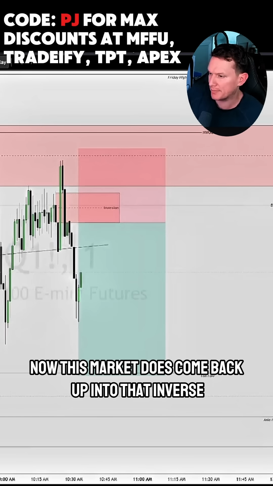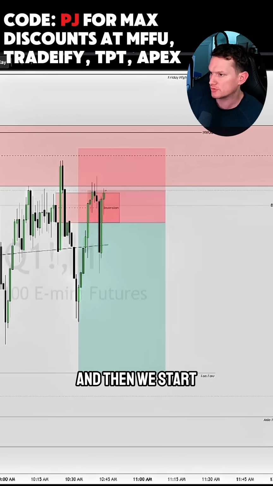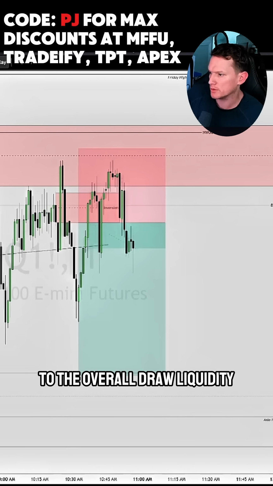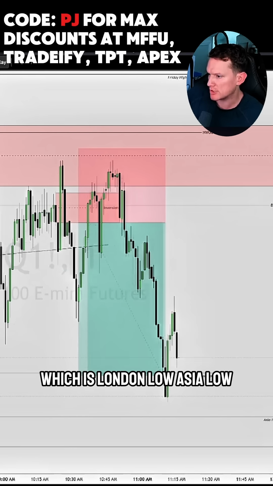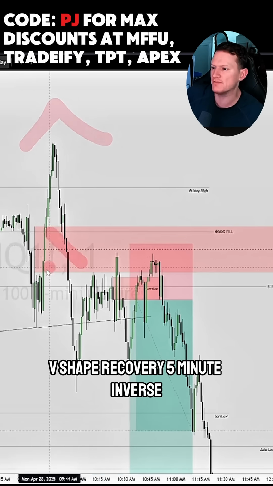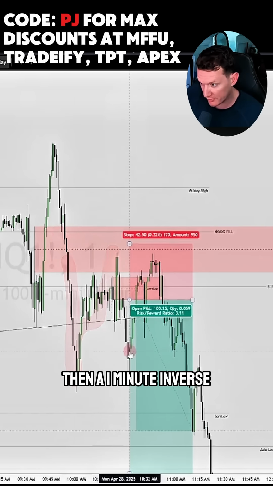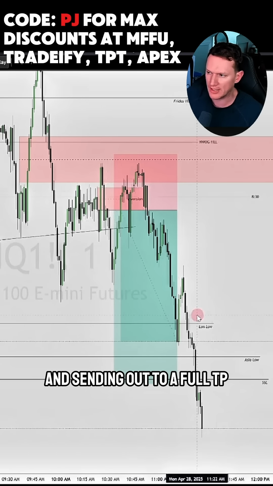Now this market does come back up into that inverse, back up to the old 5-minute inverse, retest that as structure, and then we start to chop our way back down to the overall draw on liquidity, which is London low, Asia low. There's a lot of framework that goes into this. Friday high getting swept, V-shaped recovery, 5-minute inverse, a nice displacement through, a retest of that 5-minute, then a 1-minute inverse, and the market ends up displacing and sending out to a full TP.